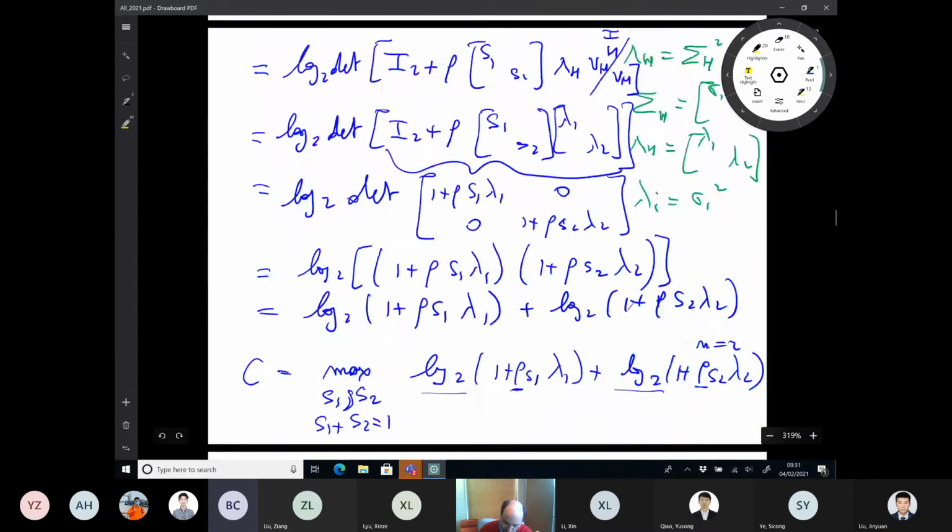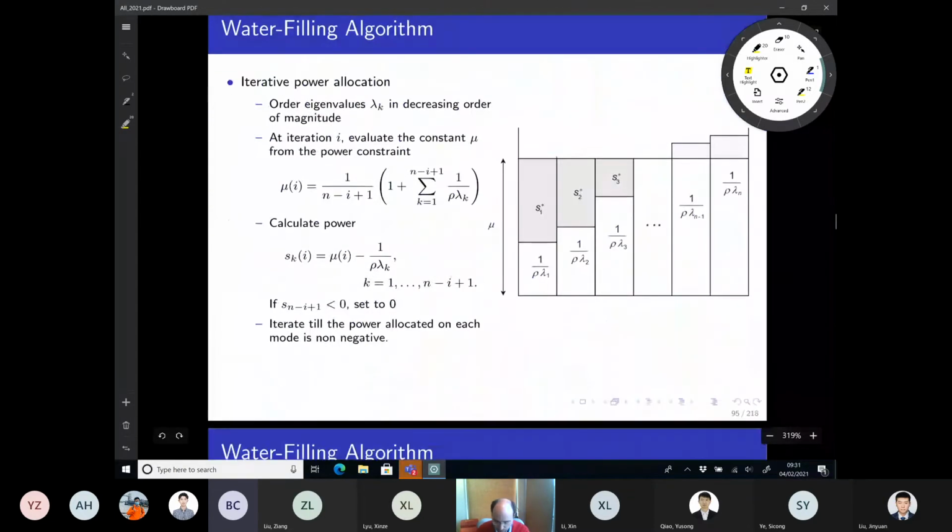So if I draw this, what you get is the following. You have a certain mu, right? And you have 1 over rho lambda k, right? And imagine lambda 1 is larger than lambda 2, is larger than lambda 3, and so on, and I have n of them. So 1 over rho lambda 1 will be lower than 1 over rho lambda 2, and so on. And I have a certain mu, which is a constant here. That difference here is essentially the power that I will allocate to each of those different modes.